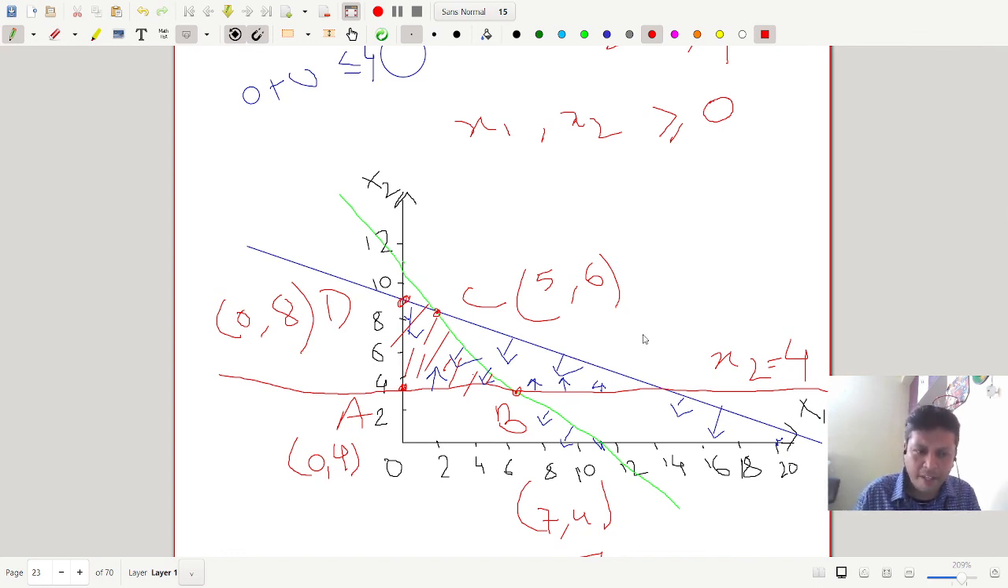You can formulate the LPP model with the constraints, with the objective function and with the non-negativity restrictions. And if you have two decision variables, you go for the graphical solution. Okay, so that is my first lecture today.